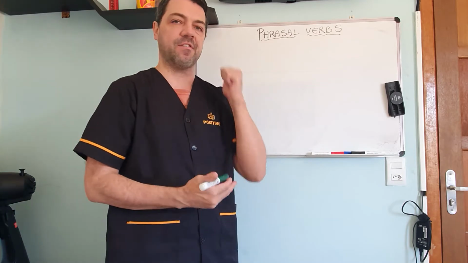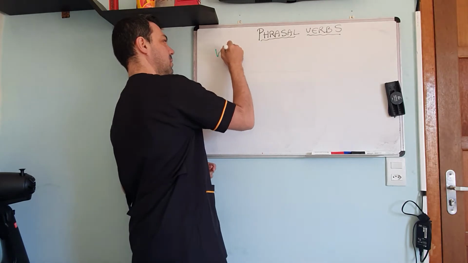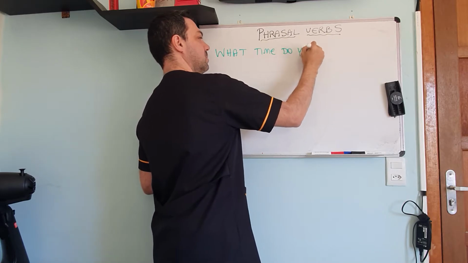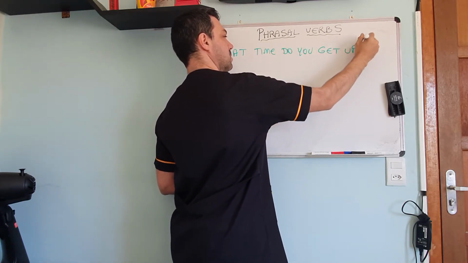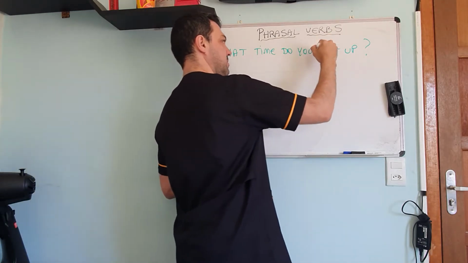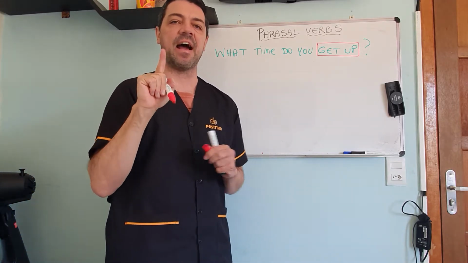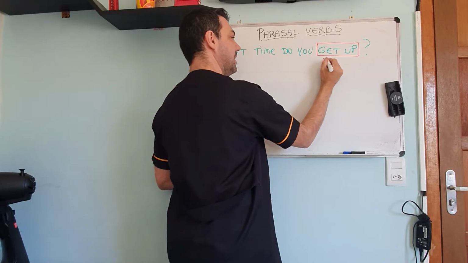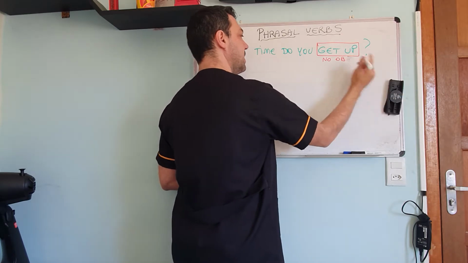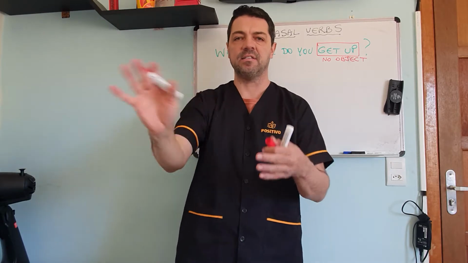So remembering our first video, I'm just going to write some examples here. The first one: what time do you get up? Okay? Where is the phrasal verb here? Of course, the phrasal verb is here. Get up. Get up is from that first kind of phrasal verbs. It doesn't need an object. It doesn't take any object. Okay? So, what time do you get up?